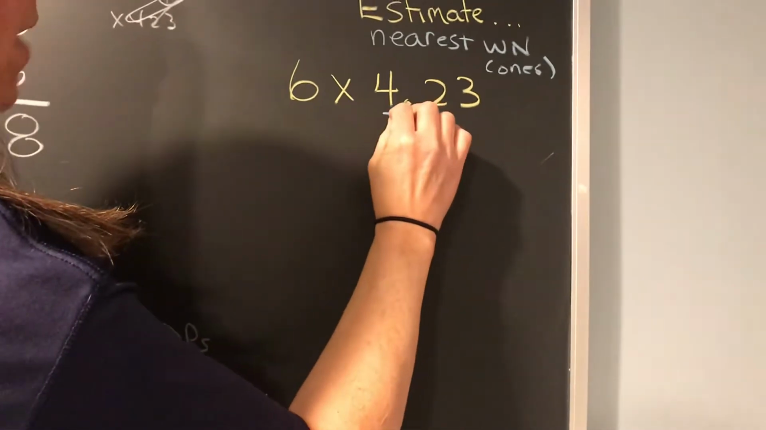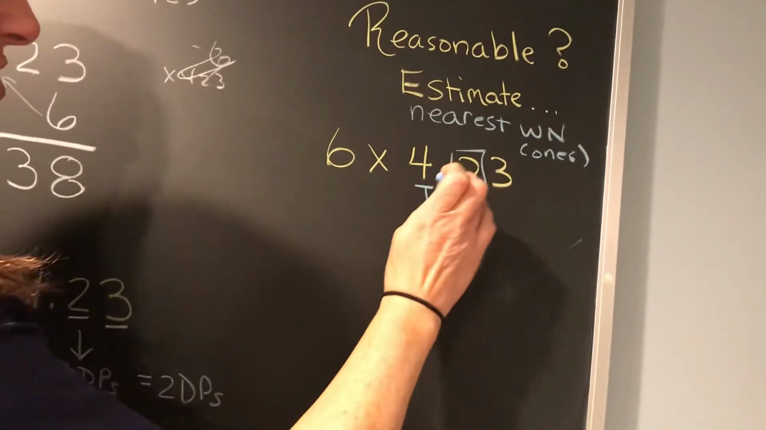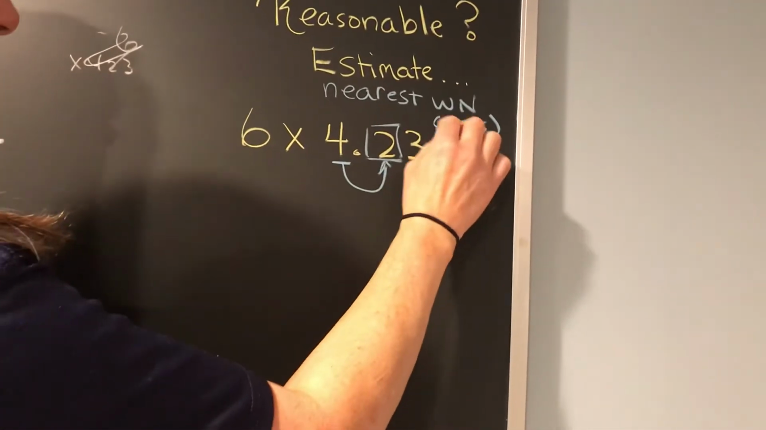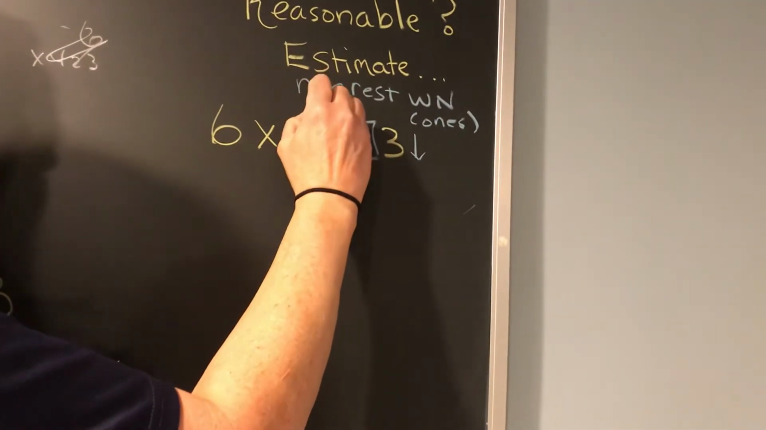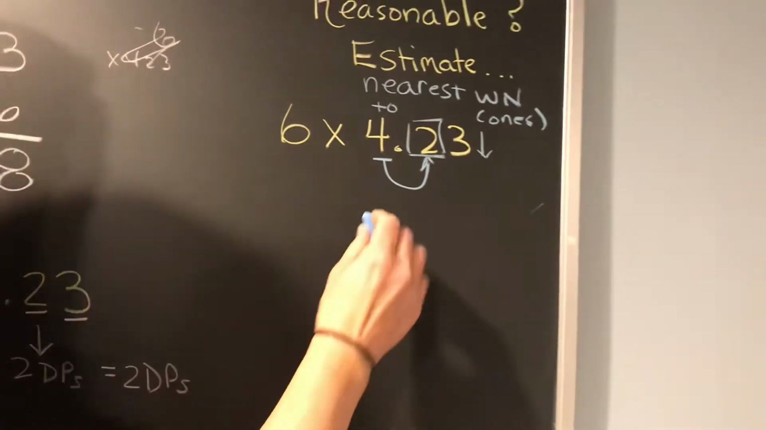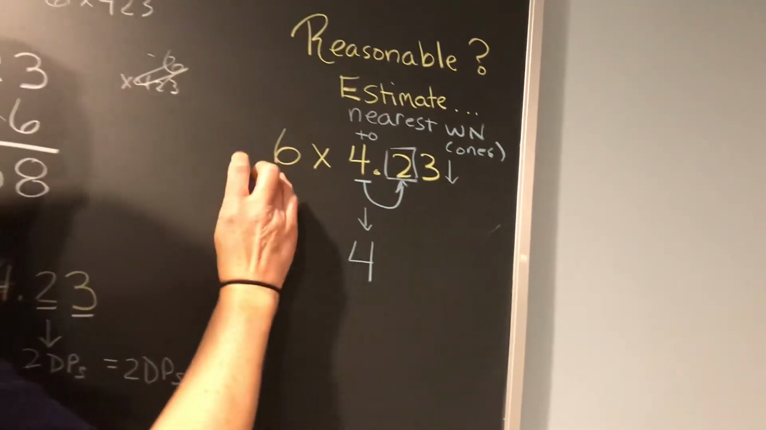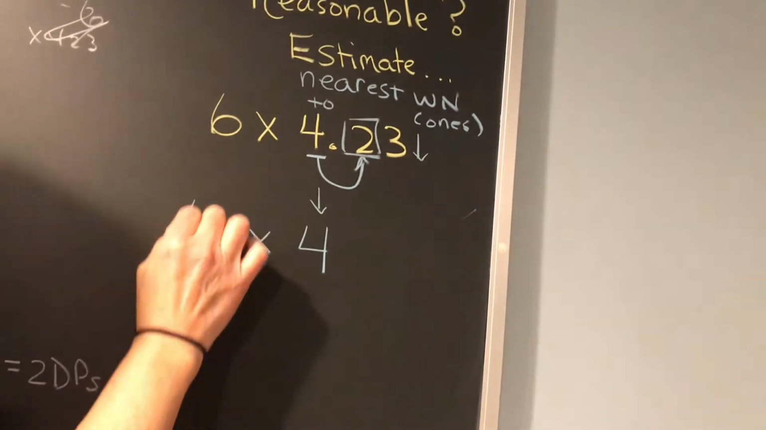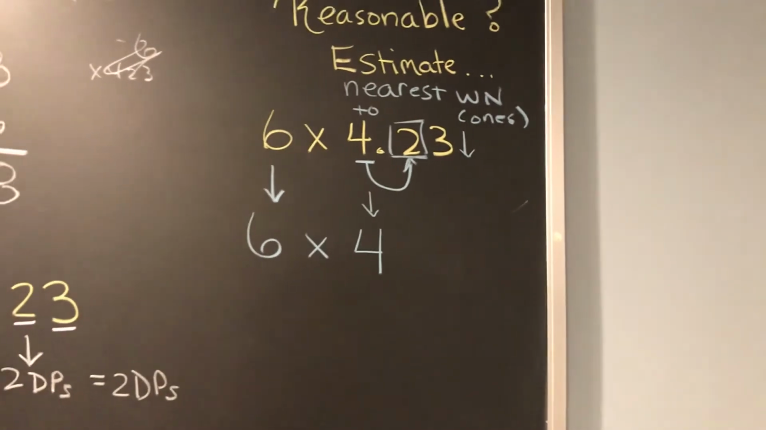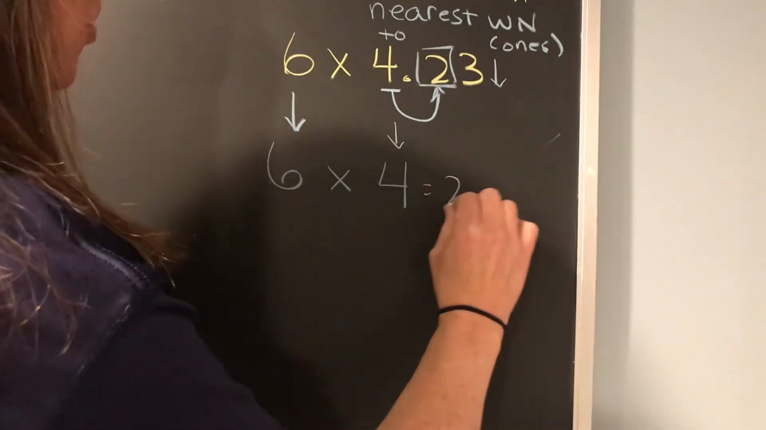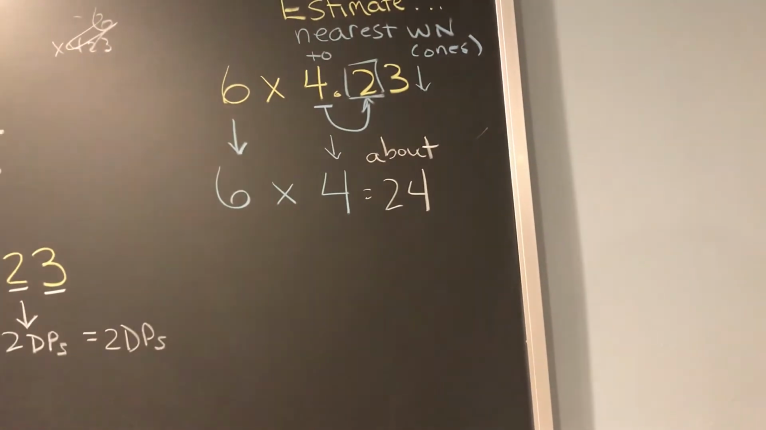So if we round 4 and 23/100ths to the ones place, that 2 tells the 4 to round down, which means that we add nothing to the 4 and it stays the same. So it rounds to 4. We don't have to do anything with the 6. We can just bring it down. There's nothing we need to round. We're only going to round the decimal. So 6 times 4 is 24. So we expect our answer to be about 24.